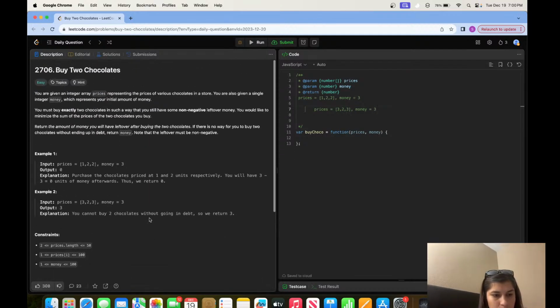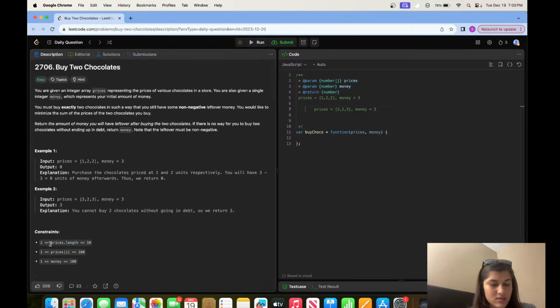Nice. And prices dot length can go from 2 to 50, so there will be at least two stores. And prices I are the prices of various chocolates in a store. Okay, prices 3 to 3, money is equal to 3. Prices I can go from 1 to 100, and money can go from 1 to 100.